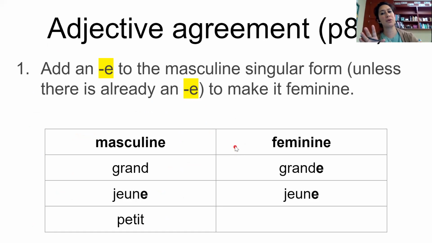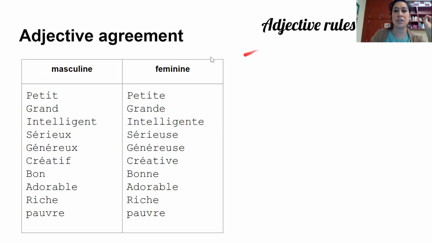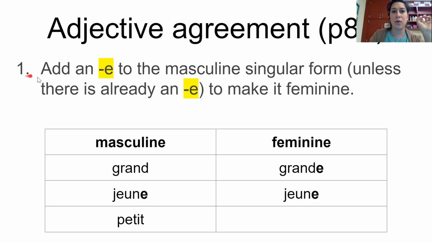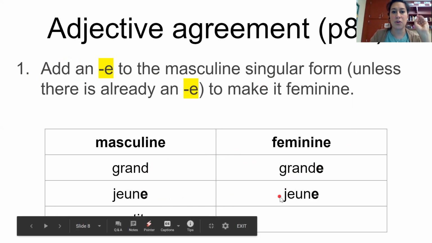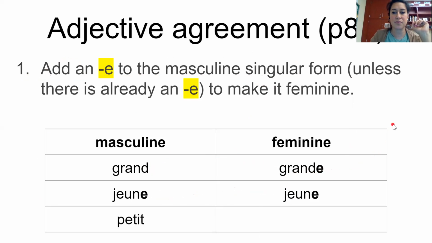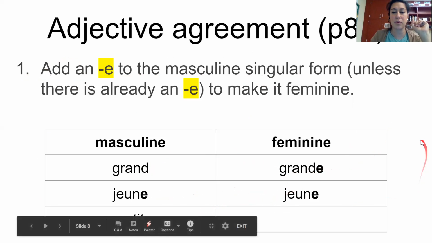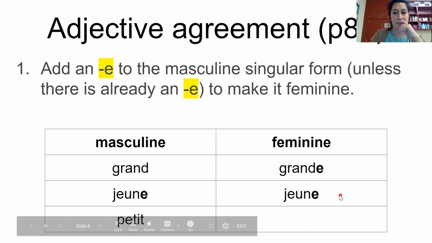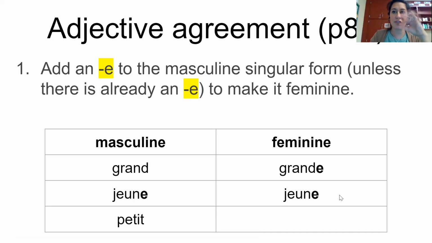All right, so as we go through, I want you to pause and take down these notes. So you can either write them on the side of your table. You probably didn't leave space because I didn't tell you to, so you can write it below. And we're going to have rule number one. So this rule is, like we just talked about, add an E to the masculine singular form unless there's already an E to make it feminine. And then you can highlight on your table, or you can write again these examples. And this example was in our table before. So grand becomes grande, jeune doesn't change. Jeune means young. Okay, pause the video and continue.